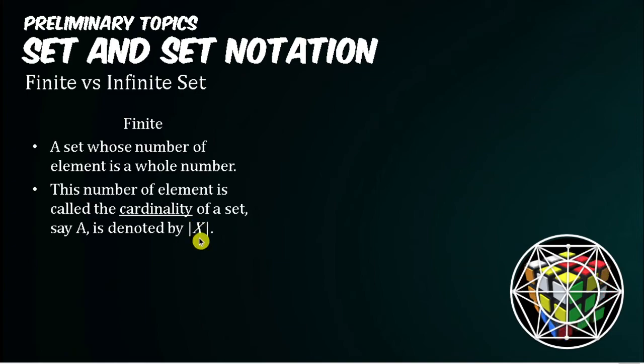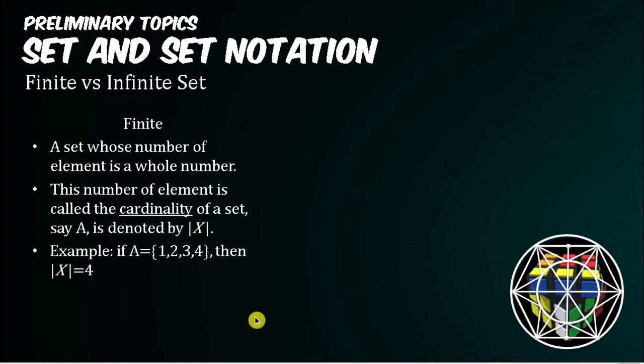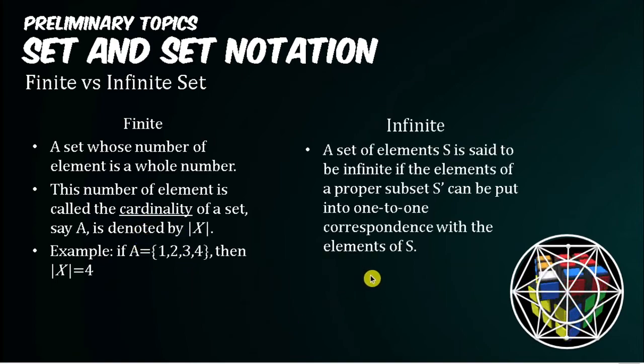So we use the absolute value, no? Absolute value symbol. X is the given set. Ay, bakit X ito? Dapat E ito. This should be A, denoted by the absolute value of A. Example, pati ito mali. This is supposed to be the cardinality of A. So why 4? Because obviously there are 4 elements in set A. That's an example of finite set.